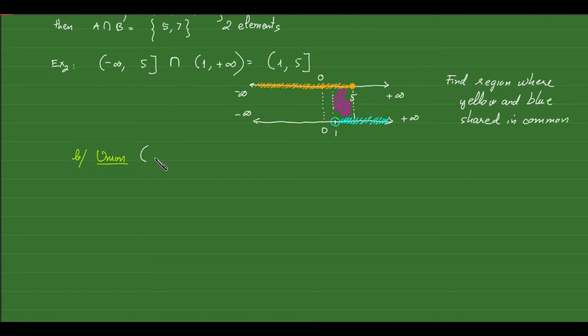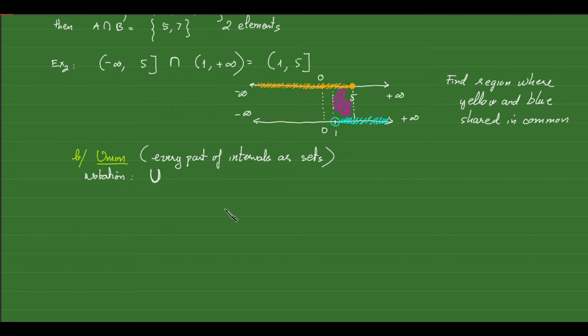Union means you find everything, every part of the interval or element or set. And the notation for union will be the letter U like this. Okay, it's a letter U.